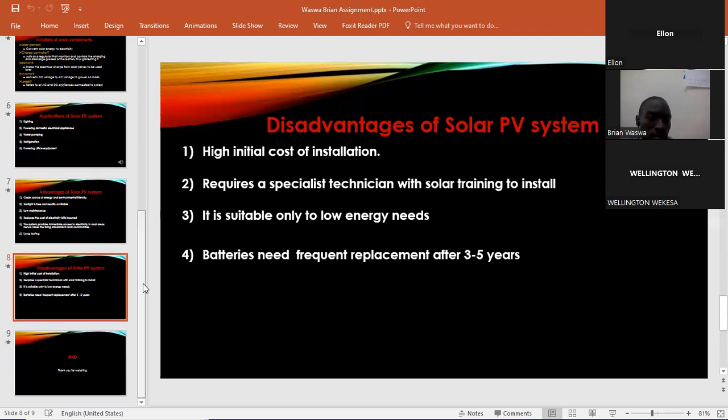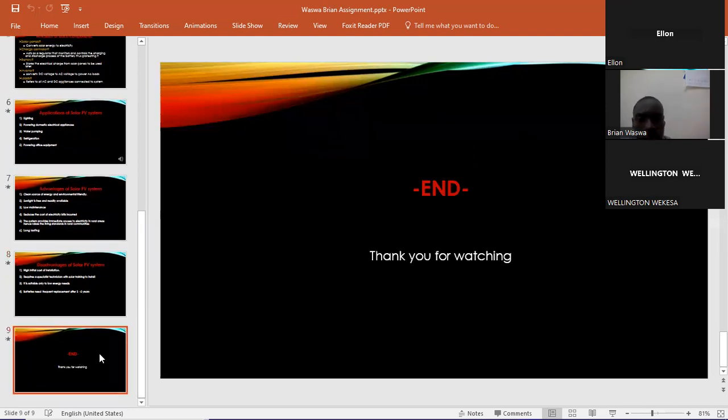So this marks the end of the presentation. But before that, because it is a lesson, we need to give you an assignment. So the assignment is that for the trainees, you have to draw a block diagram showing the connection of a solar PV system.